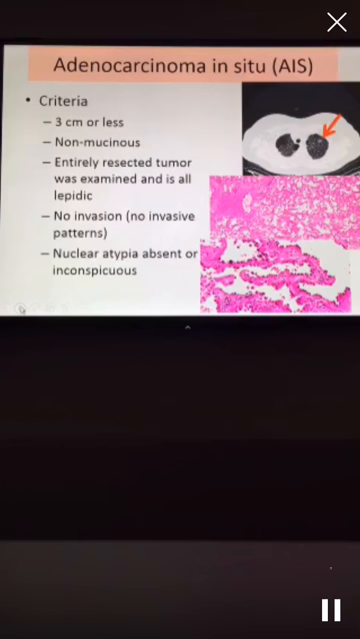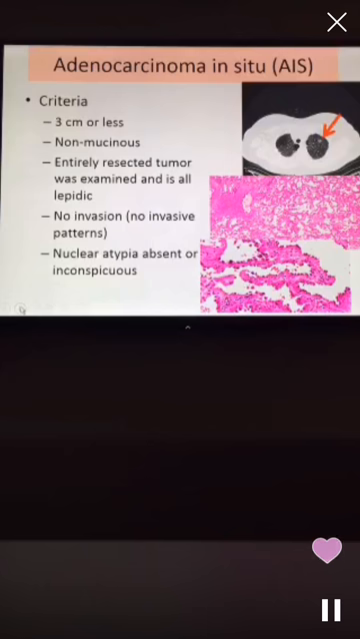Now you guys know, right? In your template it says, if the mass is less than 3 centimeters, submit it entirely. Do you remember that in the gross template? This is why. This is why we tell you to submit it entirely, because to diagnose adenocarcinoma in situ, you have to see the whole mass. What happens if you don't sample it entirely, just put in one? Well, it could be that the portion you left in the specimen had the invasive portion. Right? It could be that there's an invasive pattern there and you're falsely calling it adenocarcinoma in situ. So for that reason, you must look at the entirely resected tumor.